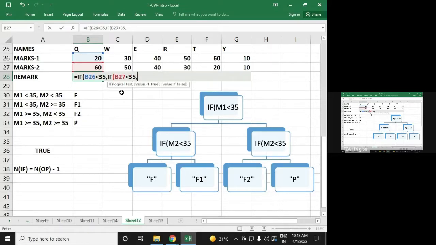Then grade F, else grade F1. Inside if is closed, so red bracket gets closed. Then you put a comma and then you will see value if true is getting highlighted. So अभी first if का false part लिख रहे हैं.